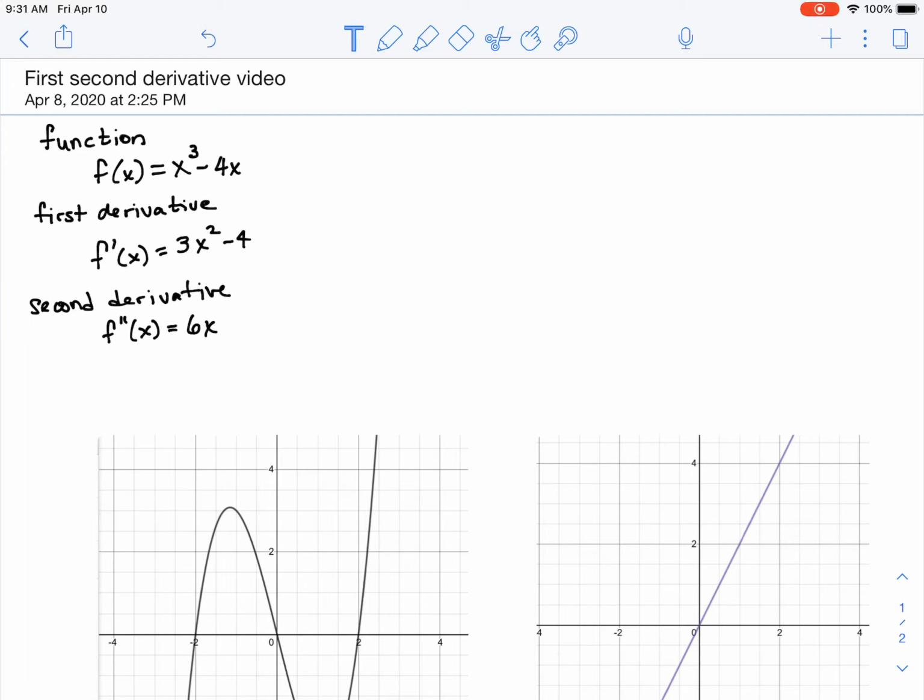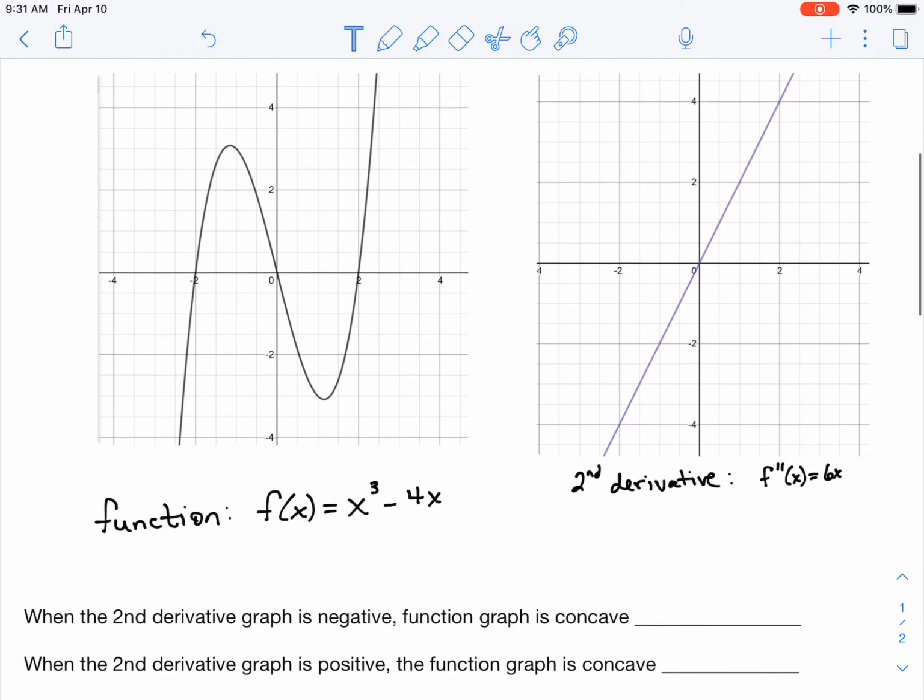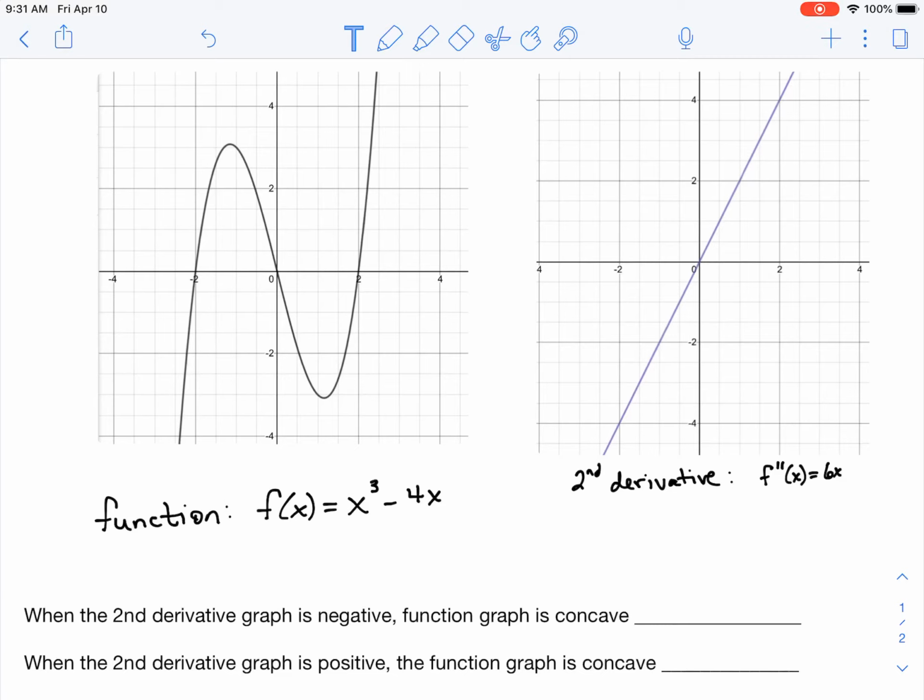The first derivative I took, so use the power rule there. I brought the 3 in front, and then x squared minus 4. And then the second derivative is the derivative of the first derivative, which is just 6x. And so then I used Desmos and I graphed the function and the second derivative.